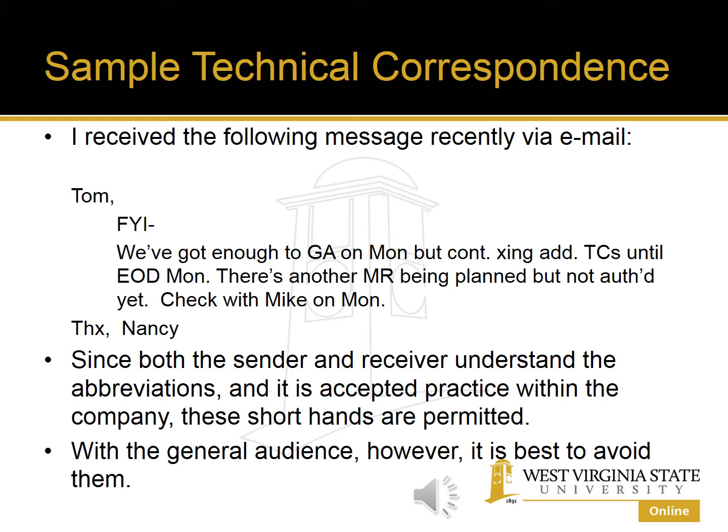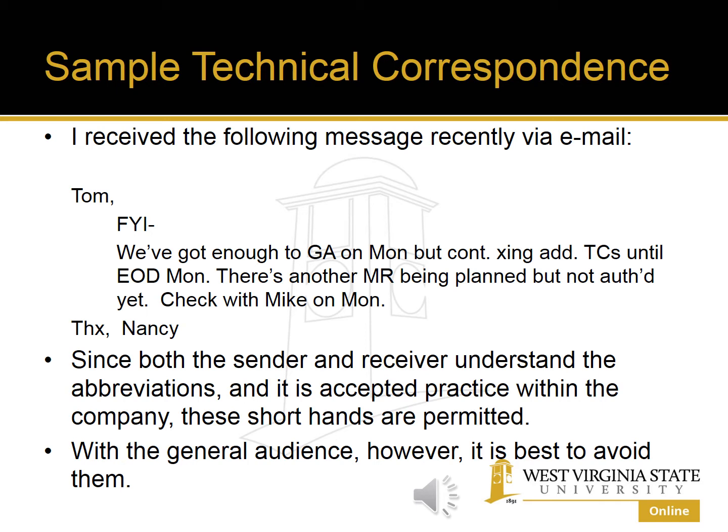Thanks, Nancy. Now, this email uses quite a few abbreviations. First, FYI, for your information. Then we see the abbreviation GA. GA is a jargon used in the software industry. It means generally available, but what it means is that the release of software has been fully tested and is ready to be put into production or at least sent to customers for them to decide when to put it into production. So that's what GA means.